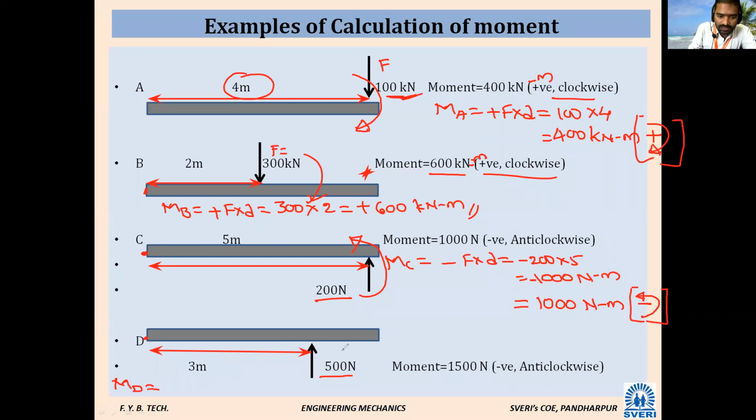This force is moving upward direction. Means the body is moving in clockwise or anti-clockwise direction? Anti-clockwise. So minus F into D. F is how much? It is 500 Newton. 500 into distance 3 meter. So total is equal to minus 1500 Newton meter.